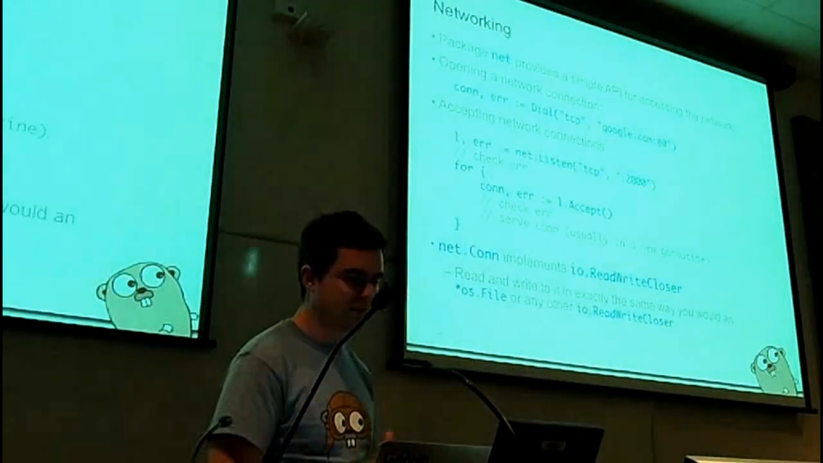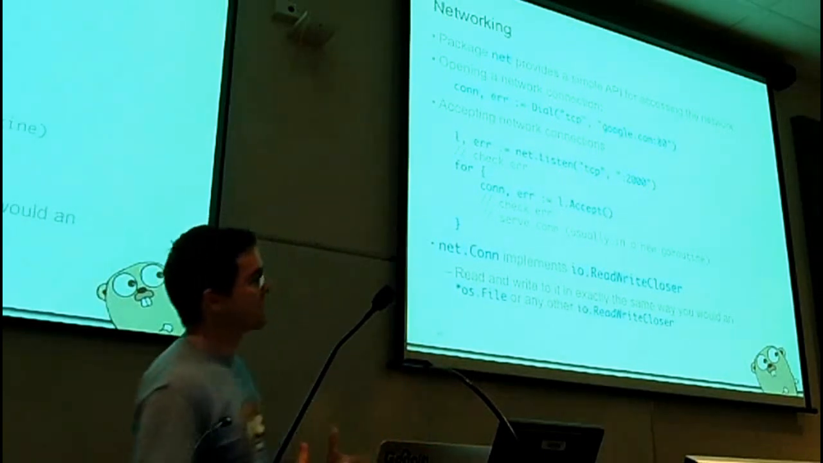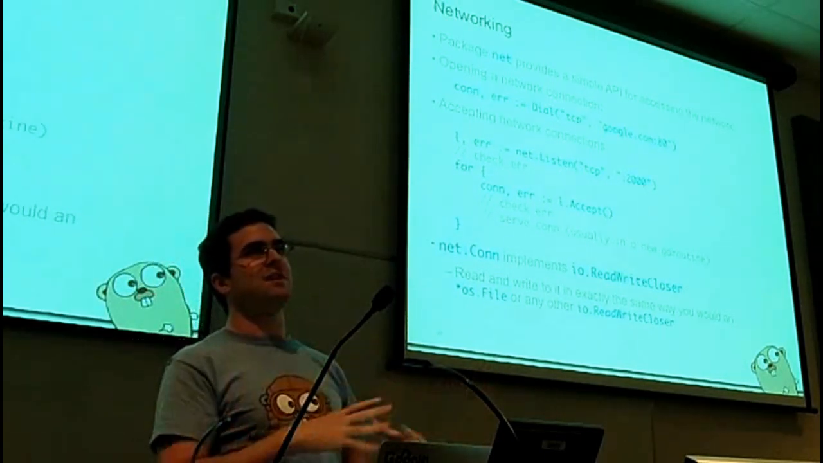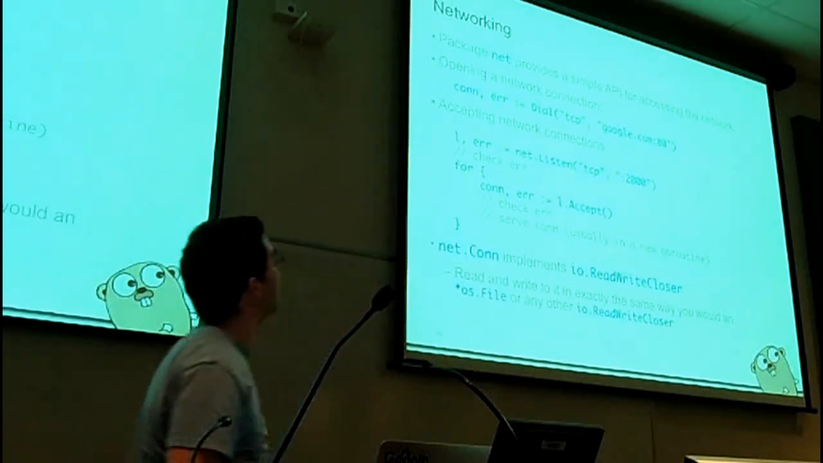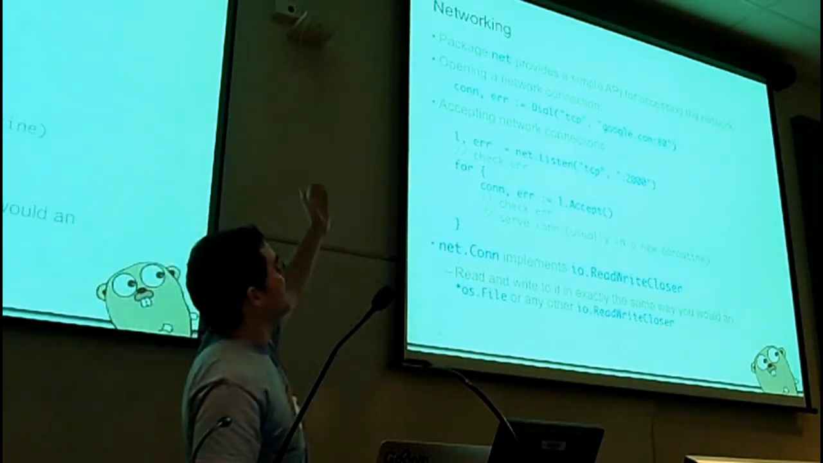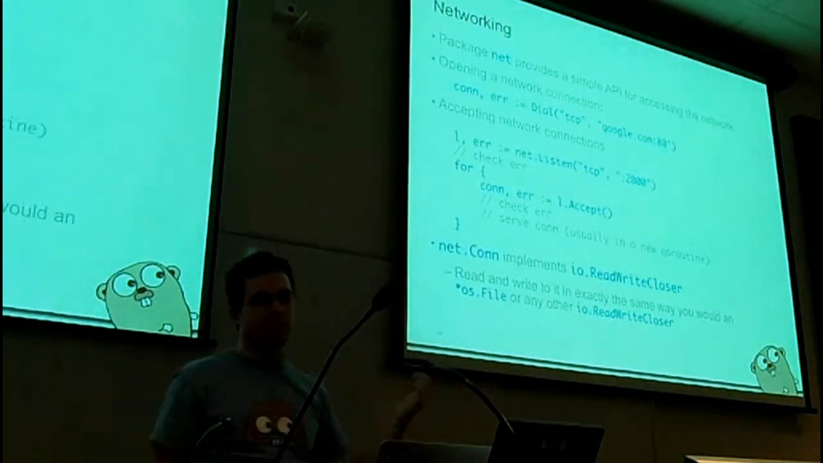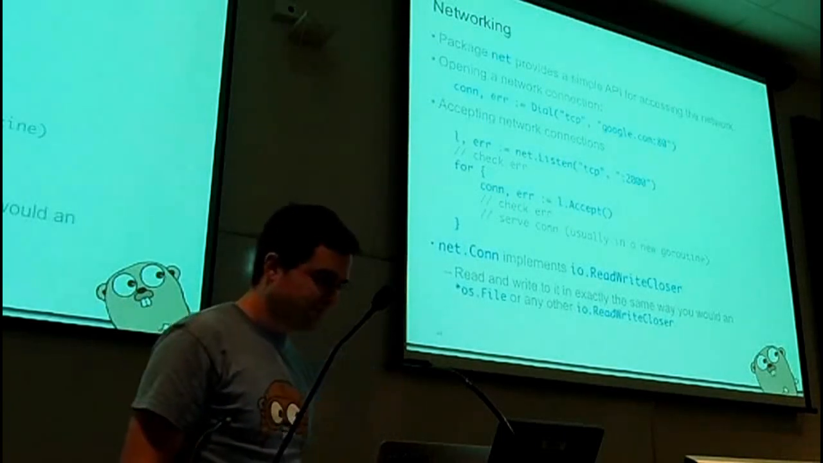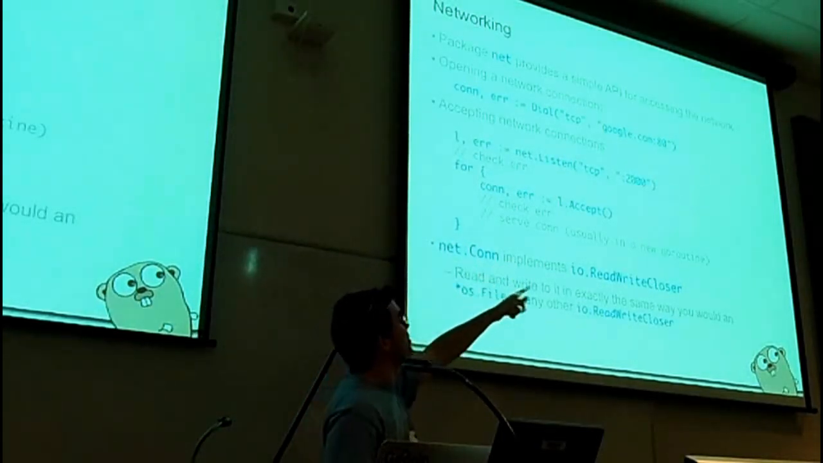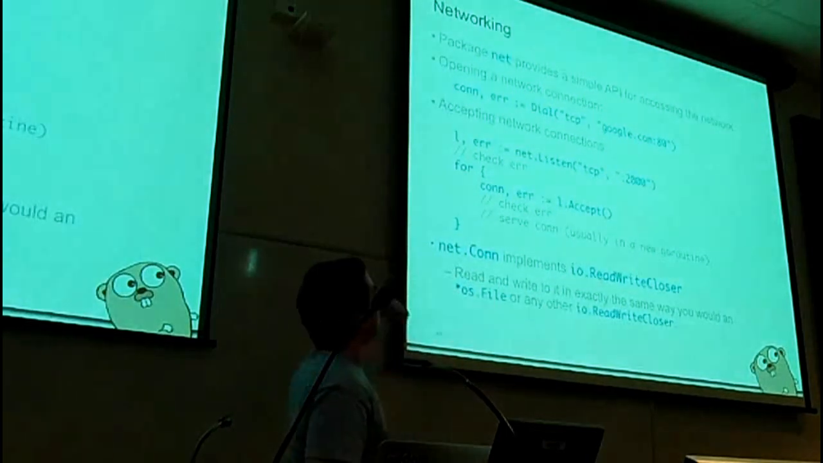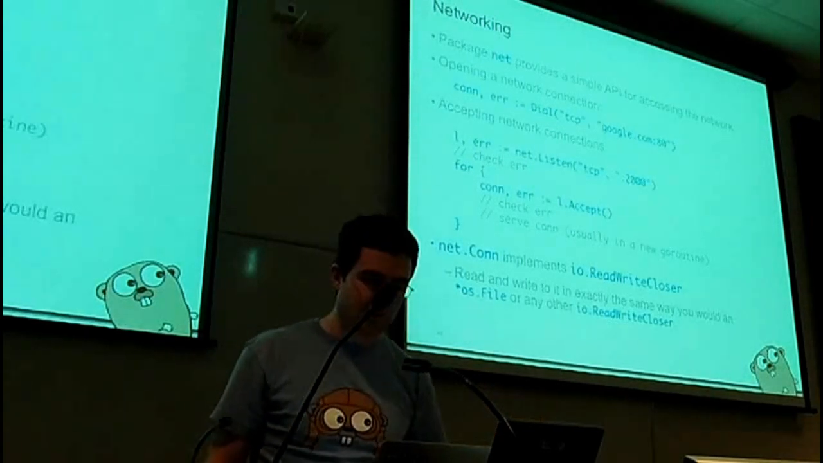I'll just talk a little bit about networking as well. The net package in Go provides a really simple API for accessing the network. It totally encapsulates sockets, and we've managed to abstract away a lot of the nastiness involved in that. If you want to connect to something, you use dial, and you can dial TCP or UDP or some other protocols as well. And if you want to listen, you just say net.listen on TCP port 2000, for example, and then you can loop forever accepting connections on that port.